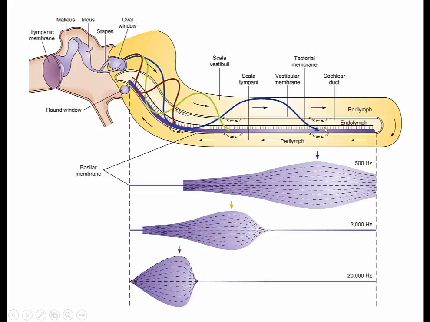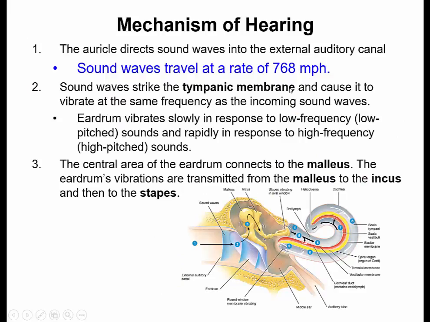And when these hair cells bend, they send signals that you're listening to a lower frequency sound. So when we look at the mechanism of hearing, the auricle, the outer part of the ear, is going to direct sound waves into the external auditory canal. And this is just for your information: sound waves travel at a rate of about 768 miles per hour at sea level.